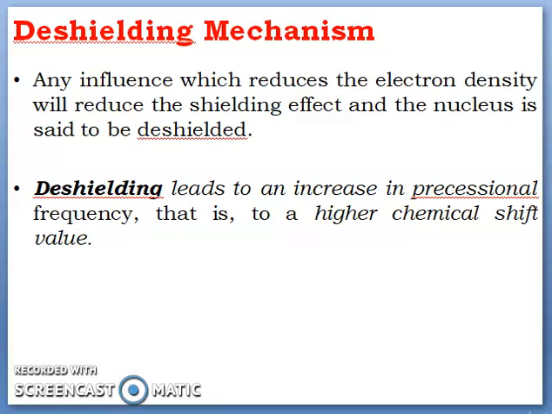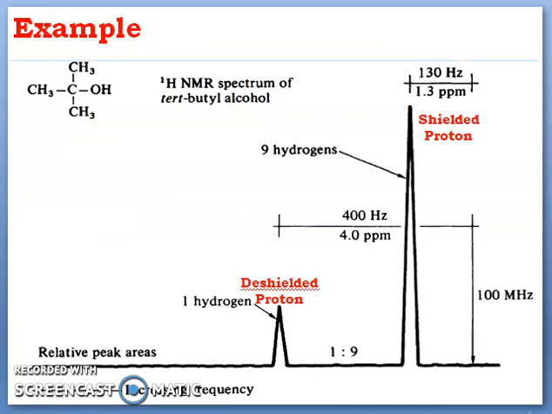Let us learn this shielding and deshielding mechanism with an example which we have seen before, that is tertiary butyl alcohol. We have 10 protons, as we have seen in our previous module. All the 10 protons do not resonate at 100 MHz. They are shifted to 130 Hz and 400 Hz respectively due to the chemical shift.